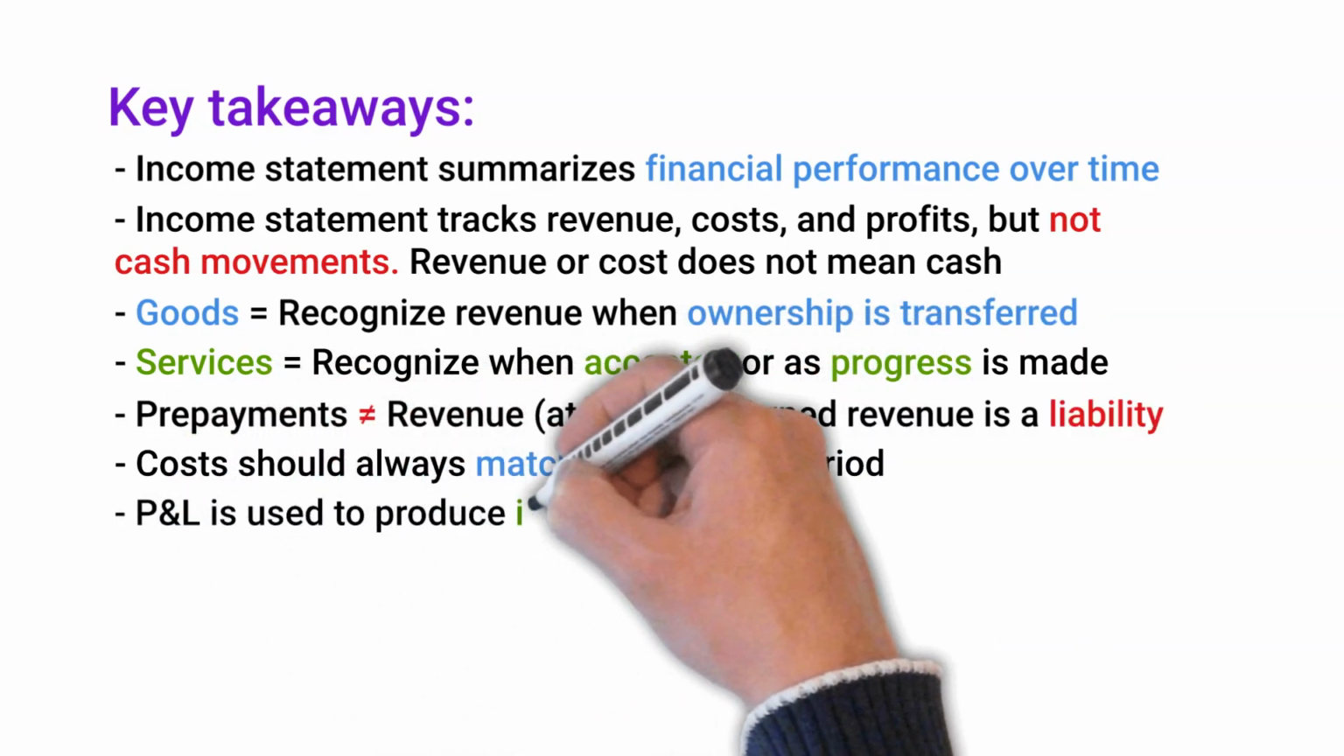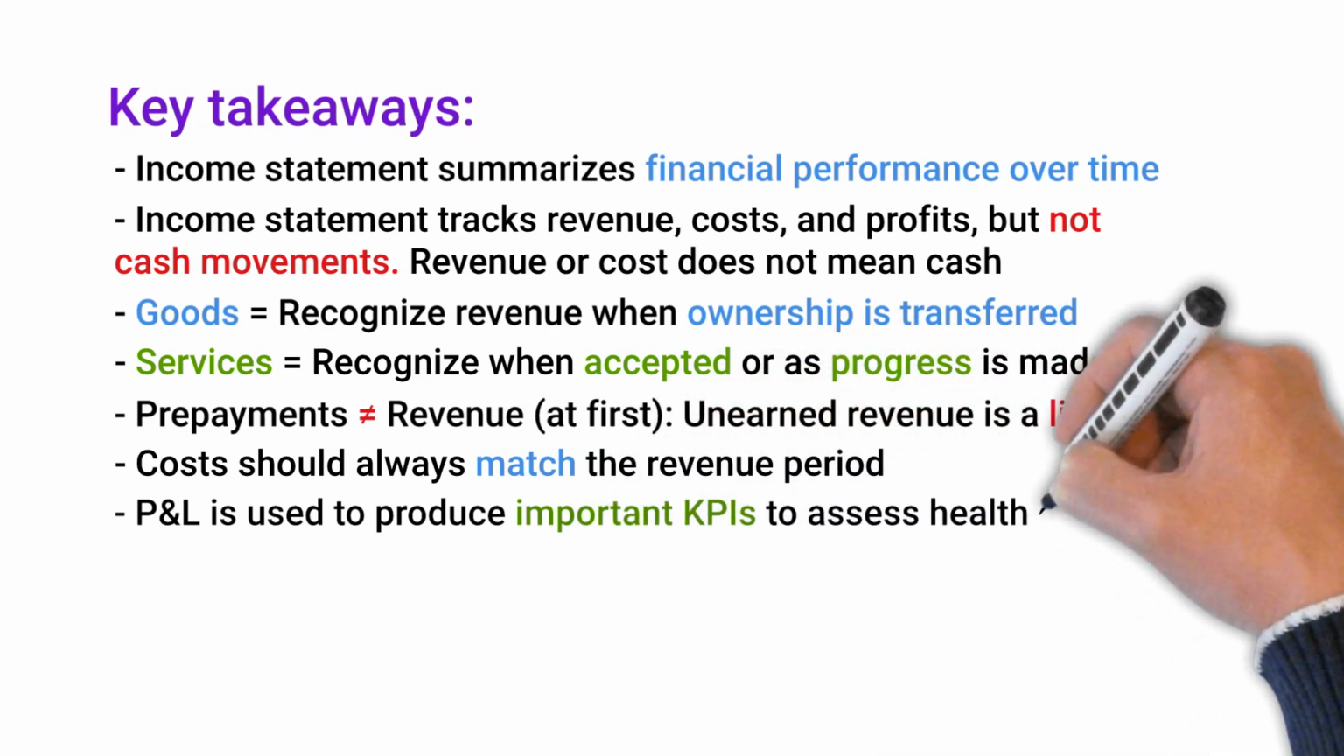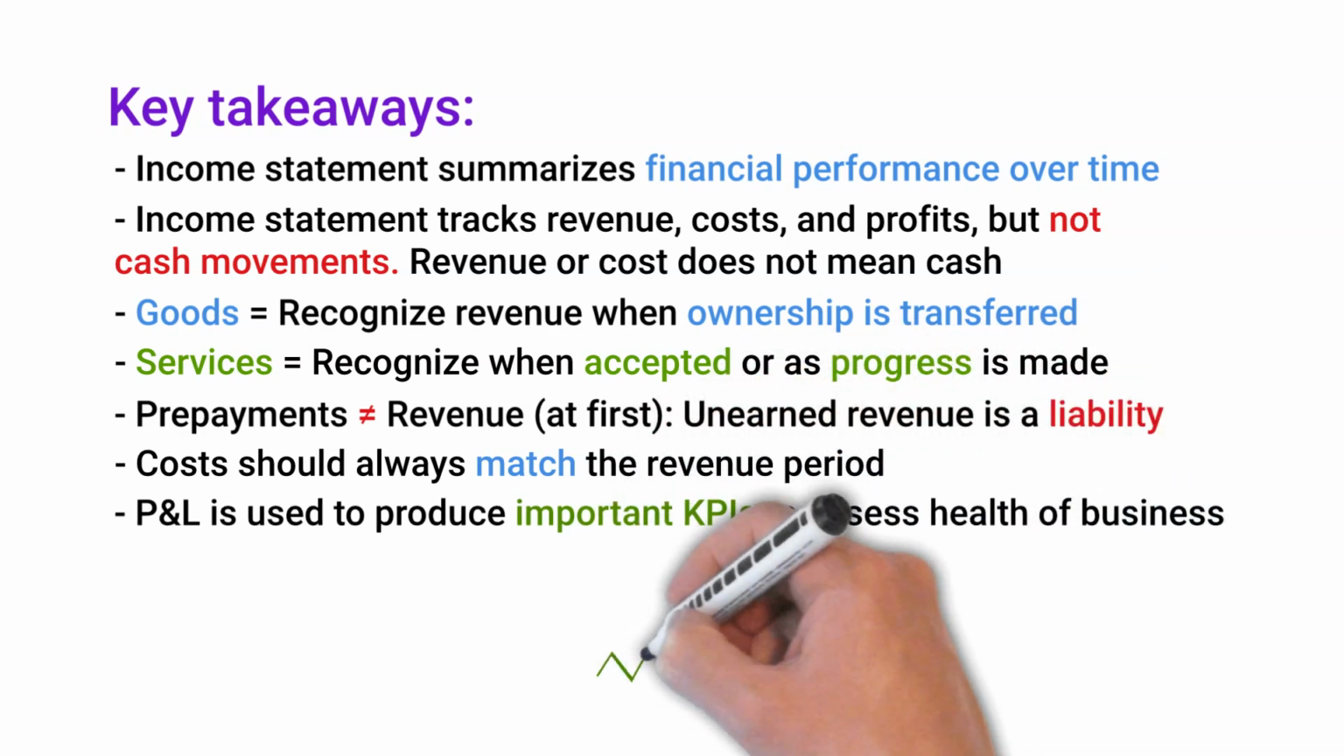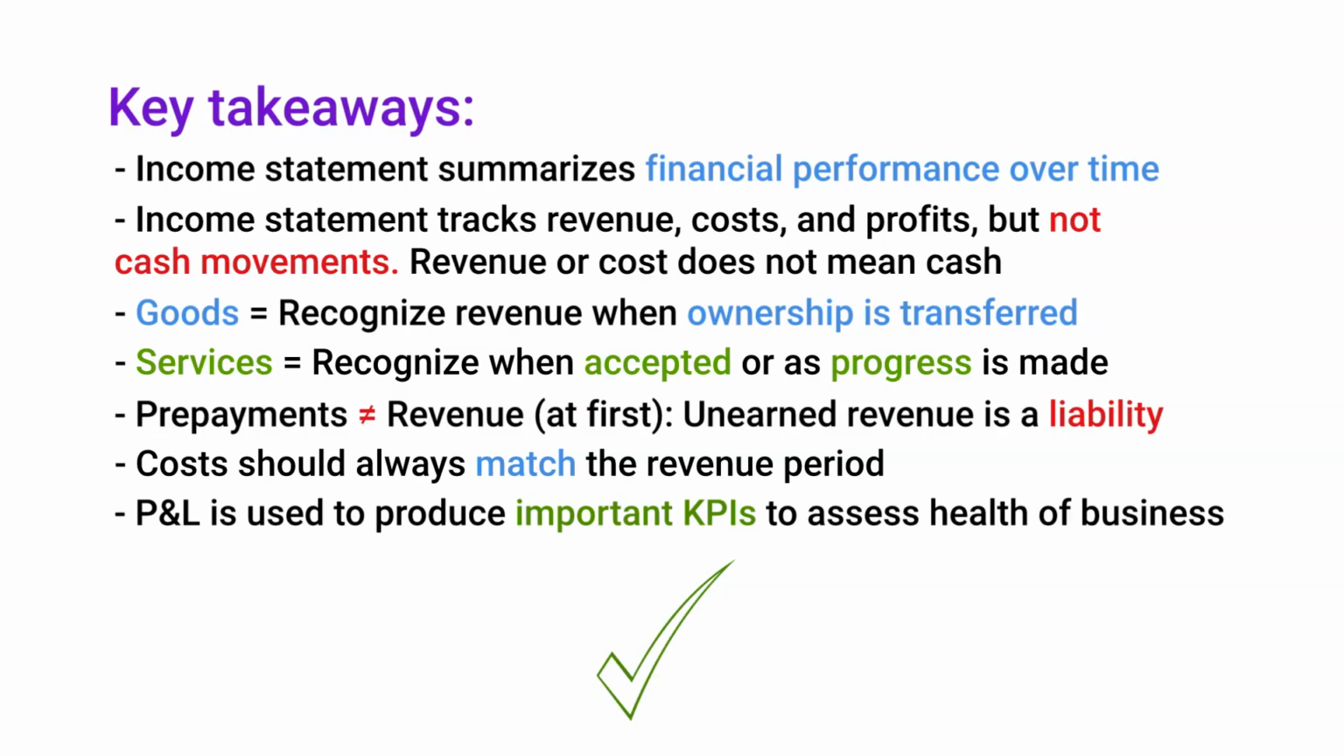On the basis of a P&L, a number of important KPIs are generated, for example gross margin, which help assess the health of businesses. Thanks for your attention. That was your income statement recap and KPI starter kit.